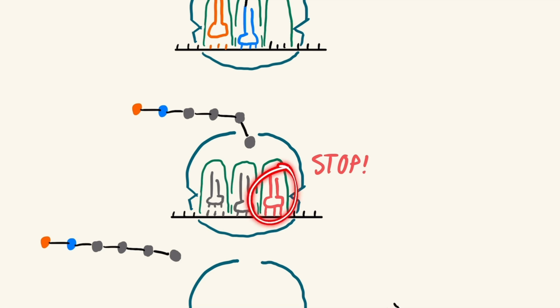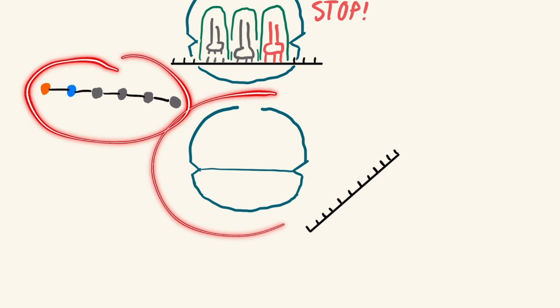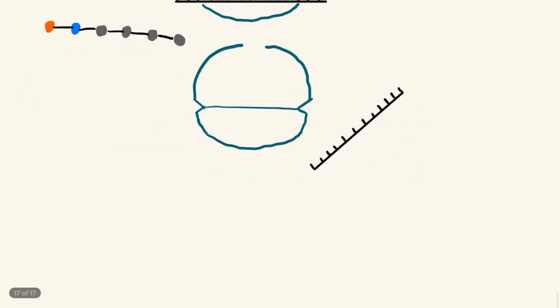Then a stop codon will come in and it'll stop translation. Then the ribosome will separate and we'll have an amino acid chain, and then the ribosome and the mRNA all separate. And that's translation.